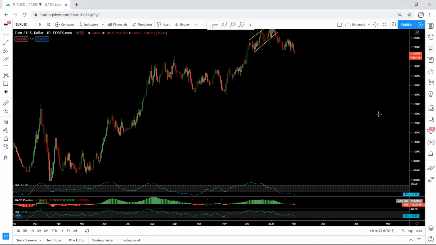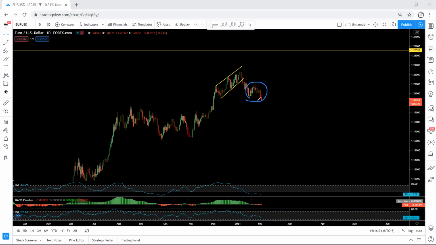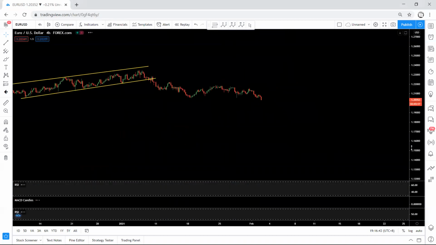EUR/USD, we start with the daily chart. As we have been mentioning with the daily chart, we want to see whether this is a correction for the continuation or whether the price can reverse. Whether the price can reverse from here or break the top. Right now, we are within this move. In this case, we move to a lower time frame.